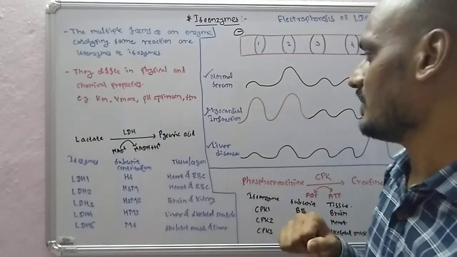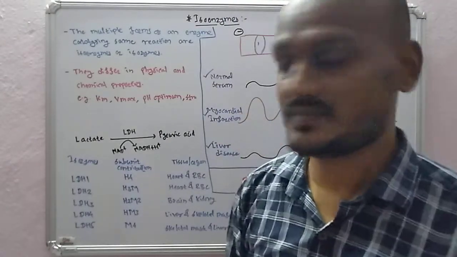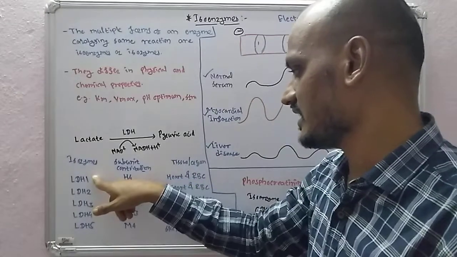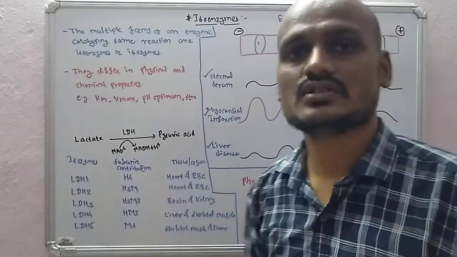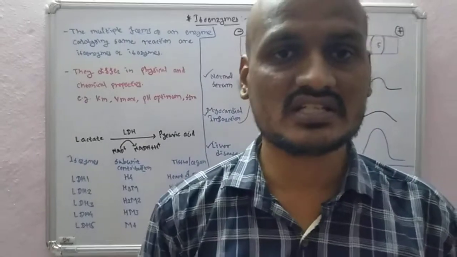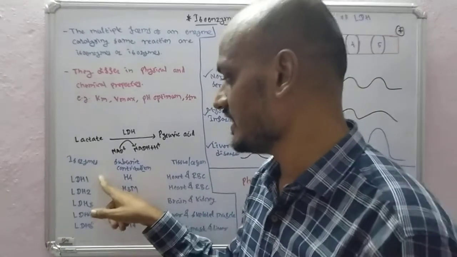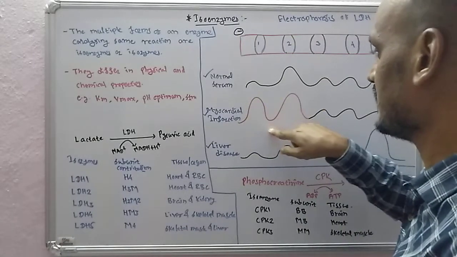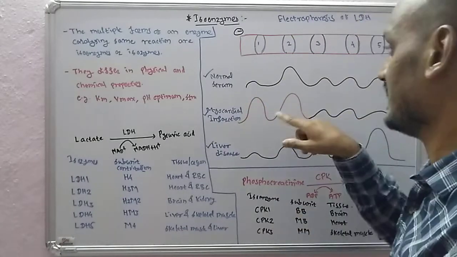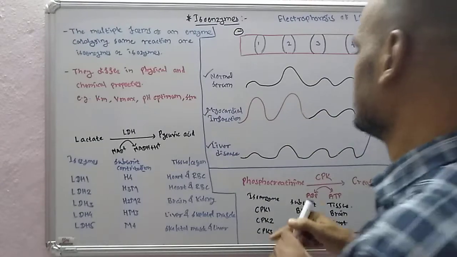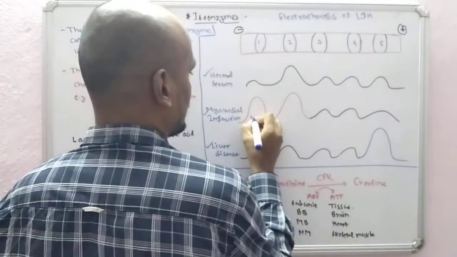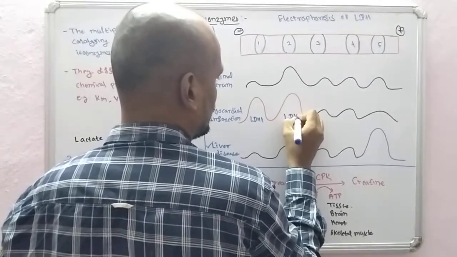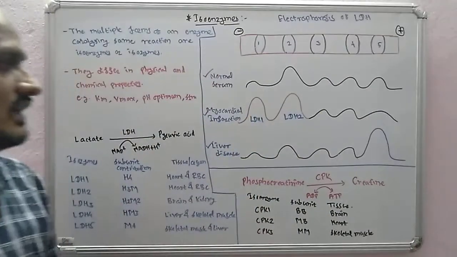Now we have myocardial infarction. What do you expect? Myocardium is the heart. Which subunits are involved? LDH1 and LDH2. Whenever you have an infarction in the heart, we expect LDH1 and LDH2 to increase. So this peak increased, which is why LDH1 increases. LDH2 increase can be found in myocardial infarction.